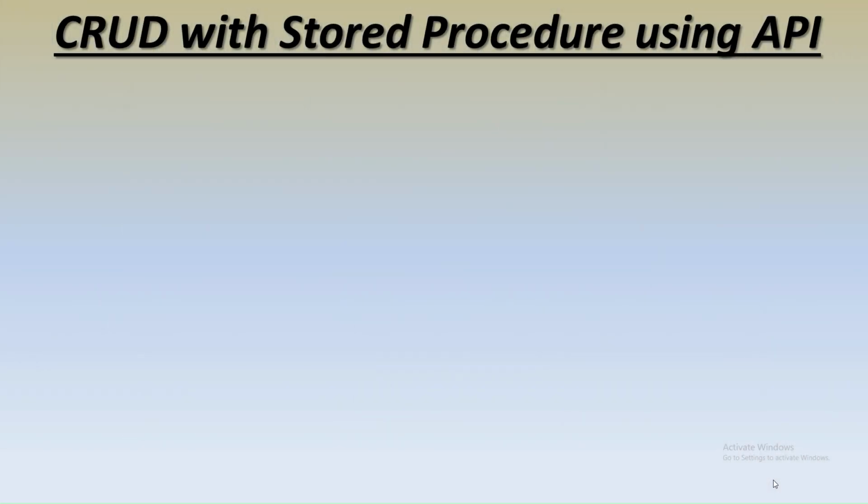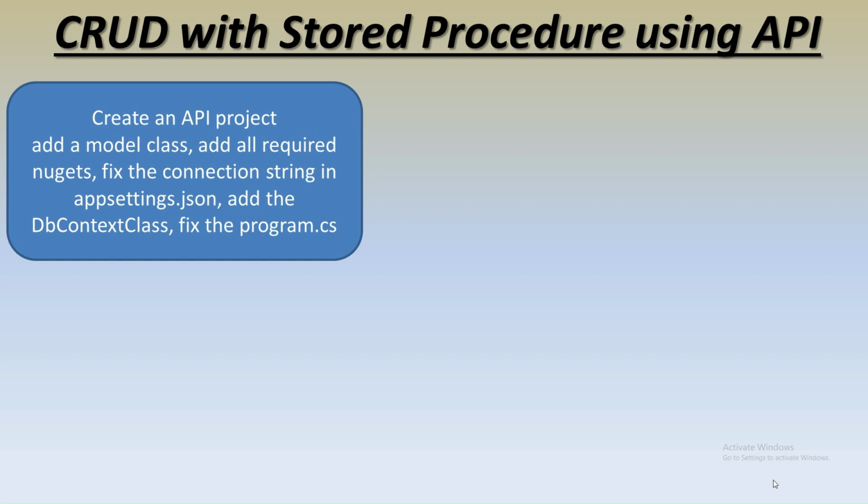CRUD operation with stored procedures using API. First, we need to create an API project from Visual Studio, add a model class, add all the required NuGets, fix the connection string in the appsettings.json, add the DB context class, and fix the Program.cs.